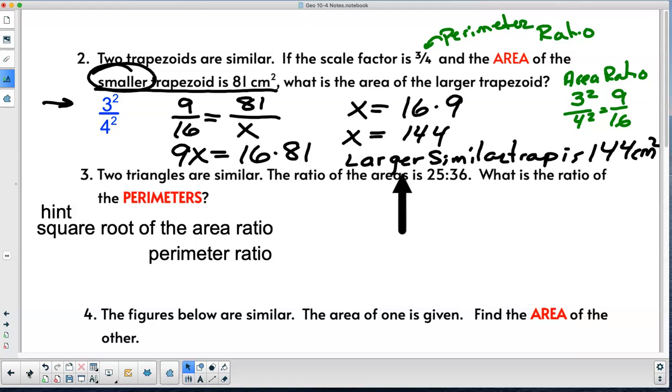Now, two triangles are similar. The ratio of the areas is 25 to 36. What is the ratio of the perimeters? Now, a hint: square root of the area ratio. Oh, square root of the area ratio.